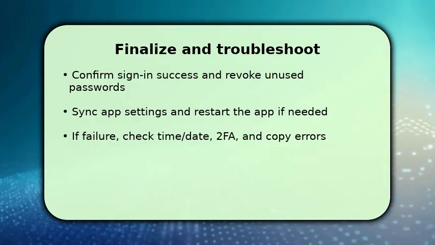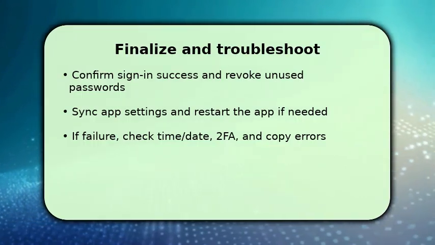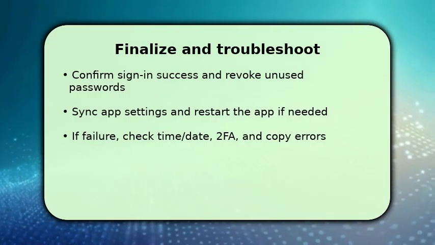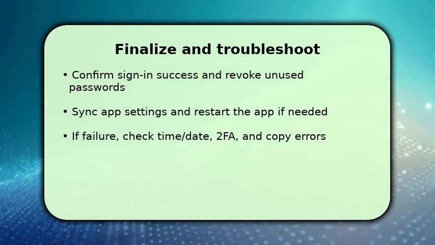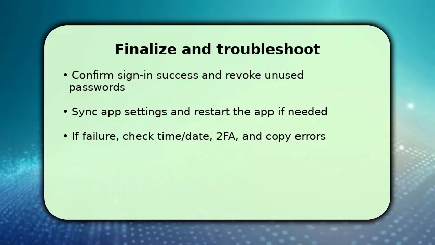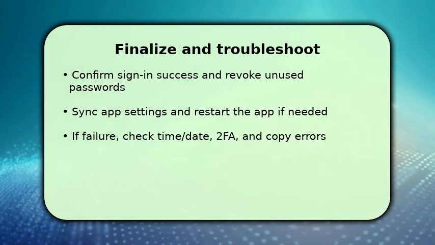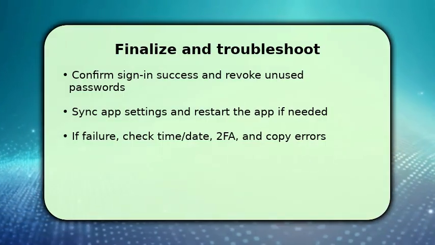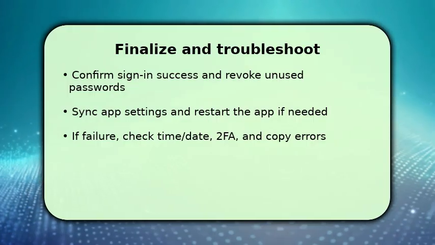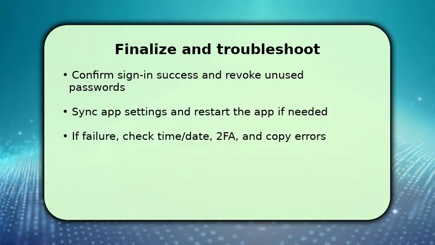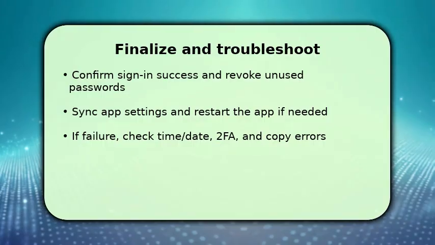If the app still fails, restart it and check that device time and date are correct, because auth tokens can fail with clock skew. Also reconfirm two-factor settings and that you copied the password exactly, no extra spaces. If problems persist, generate a new app password and try again. That often resolves transient copy errors.